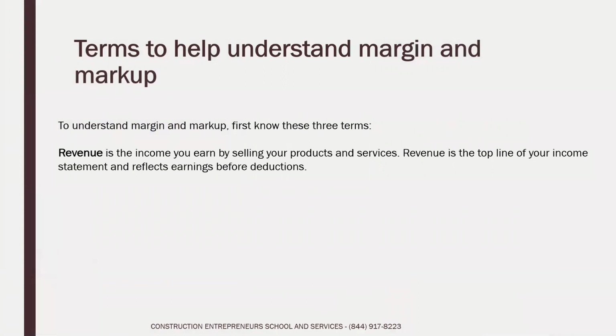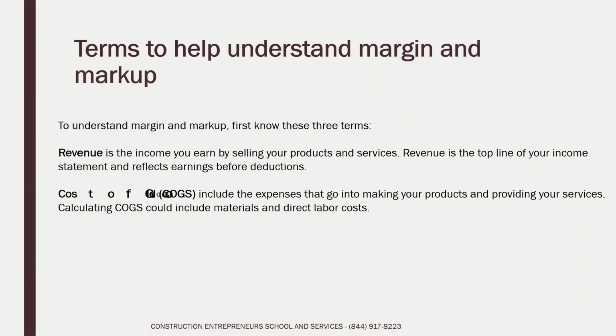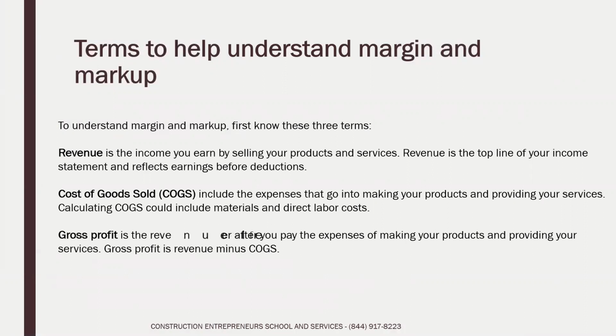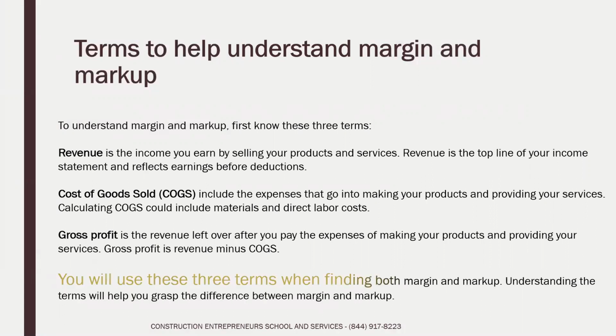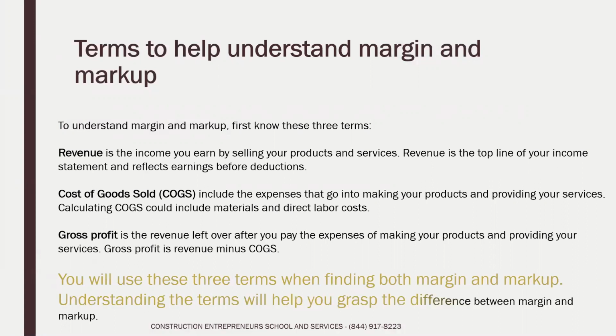Revenue is the income you earn by selling your products and services. Revenue is the top line of your income statement and reflects earnings before deductions. Cost of goods sold includes the expenses that go into making your product or providing your services. That could include materials, direct labor costs, and such. Next is gross profit. That's revenue left over after you pay the expenses of making your product or providing your service. You will use these three terms when finding both margin and markup.